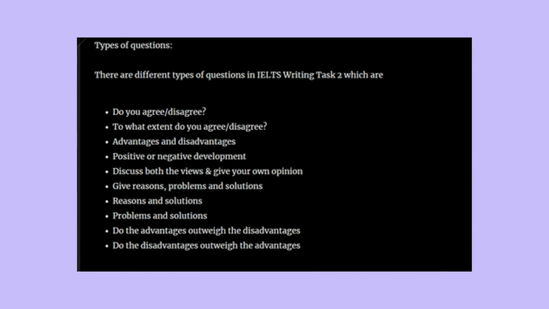So there are different types of questions in IELTS writing task 2, which are: do you agree or disagree? To what extent do you agree or disagree? Advantages and disadvantages, positive or negative development. Discuss both views and give your own opinion. Give reasons, problems and solutions. Reasons and solutions, problems and solutions. Do the advantages outweigh the disadvantages, or do the disadvantages outweigh the advantages?